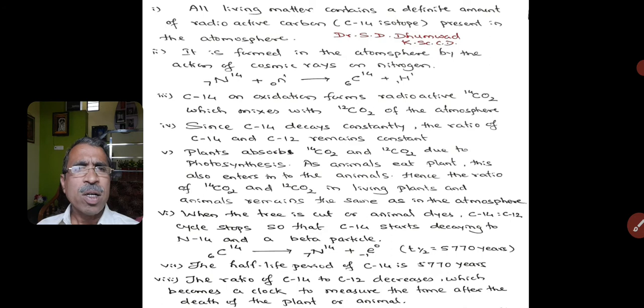When the tree is cut or the animal dies, the C14 to C12 cycle stops, so that carbon 14 starts decaying to nitrogen 14 and a beta particle. The equation is shown there, and the half-life period of this is 5770 years. The ratio of carbon 14 to carbon 12 decreases, which becomes a clock to measure the time after the death of the plant or animal.